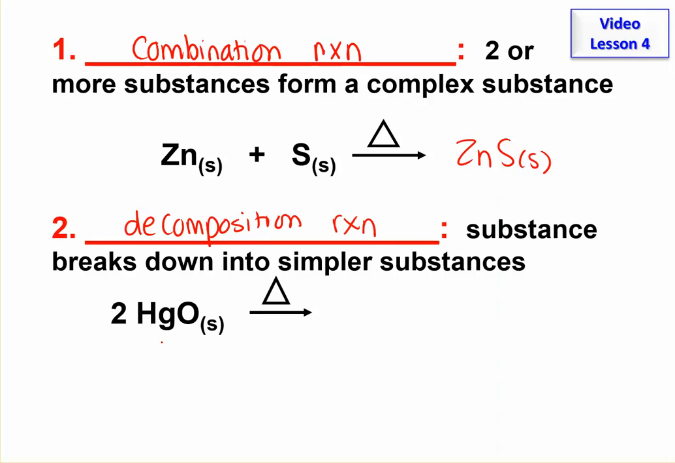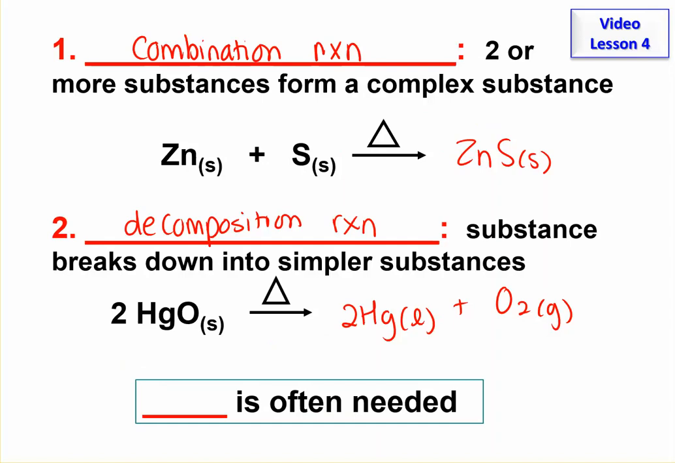So a substance breaks apart. These types of reactions are not easy to predict products, so I'm giving you those, but you should be able to see that this one is combination and this one is decomposition. That's pretty easy. Something you need to know, decomposition often requires heat.